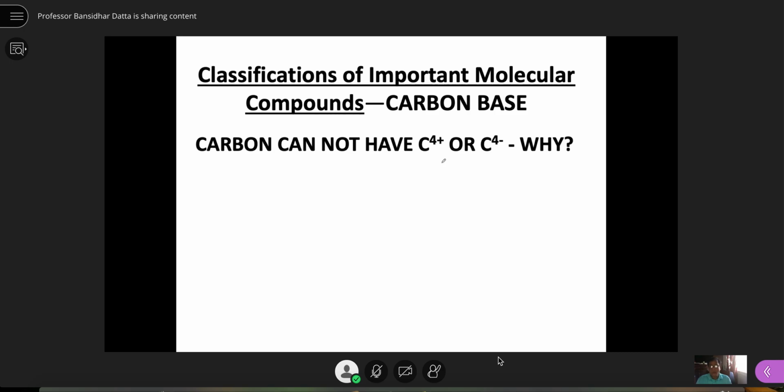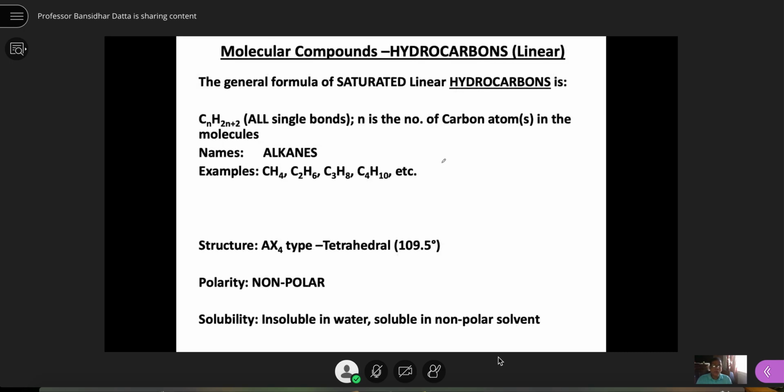Bicarbonate makes the molecular compounds, not the ionic compound. Likewise, we also talked about the saturated hydrocarbons.